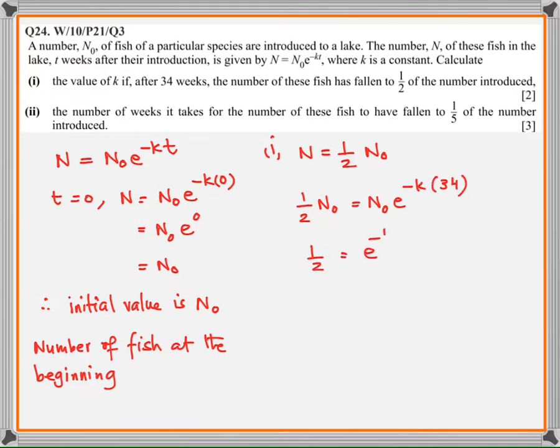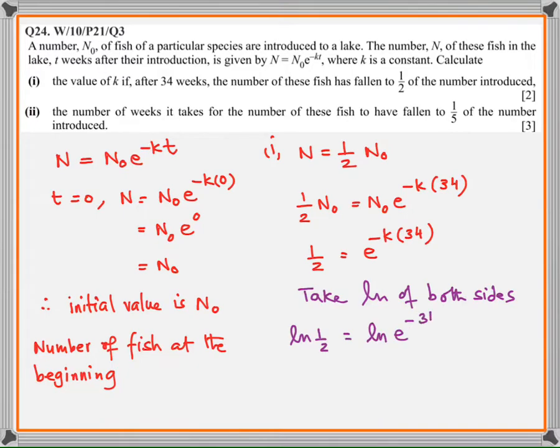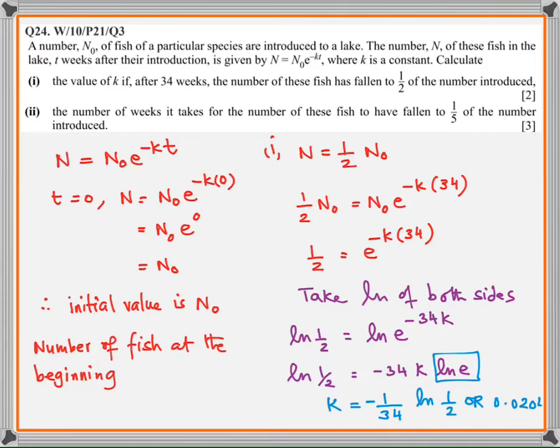N naught cancels. And you can take ln of both sides. Ln of half is ln e raised to the power of minus 34k. Ln half is minus 34k ln e. Therefore, k is 1 over 34 with a minus sign, ln of half. You can take the minus and make it the power of half, and you get the answer in decimals.